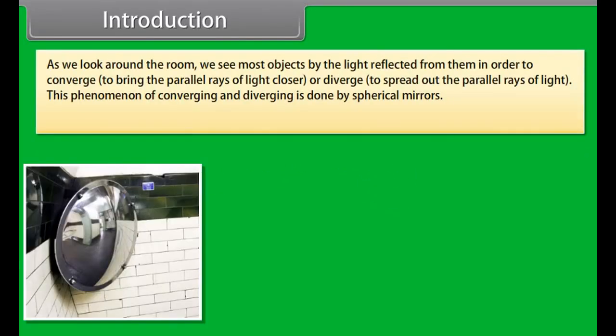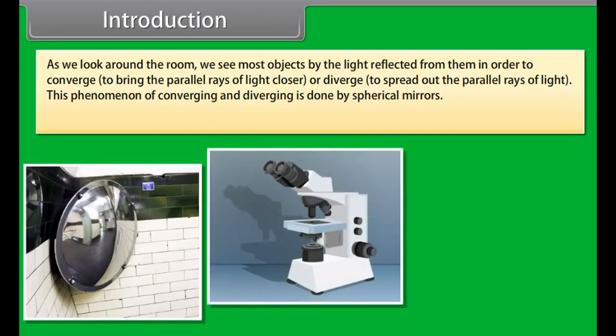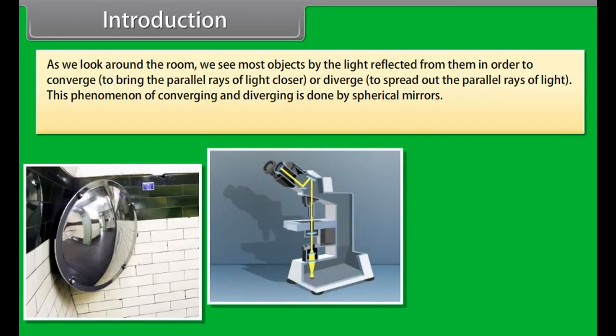Introduction. As we look around the room, we see most objects by the light reflected from them. Mirrors can converge to bring the parallel rays of light closer, or diverge to spread out the parallel rays of light. This phenomenon of converging and diverging is done by spherical mirrors. The mirrors having curve-like surfaces are known as curved mirrors.